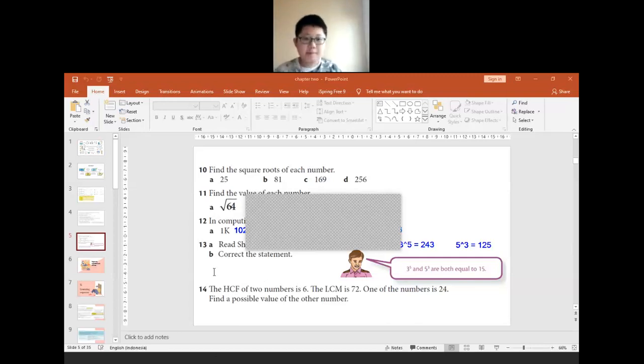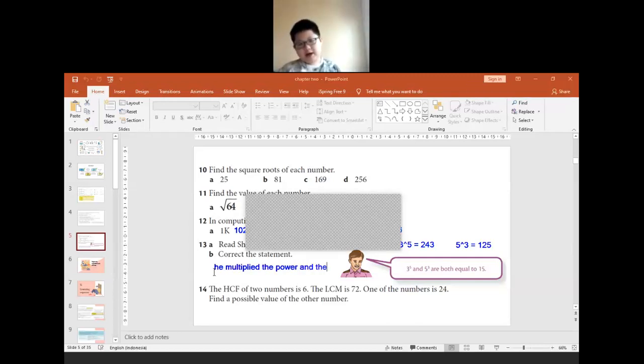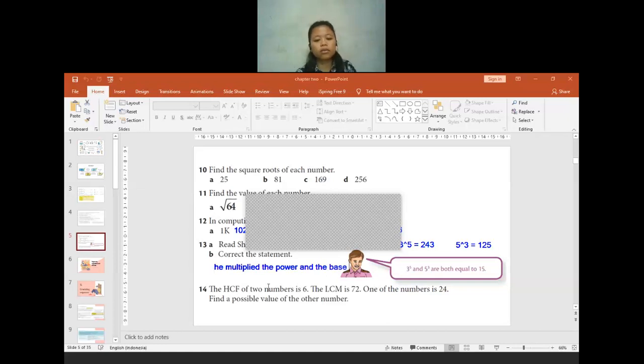Okay, multiply. He multiplied the power and the base together. Yeah, that's why he got 15.